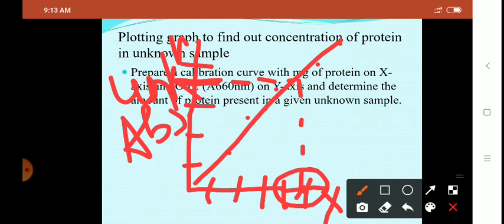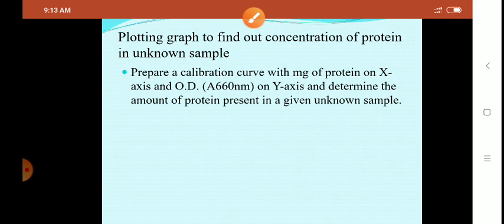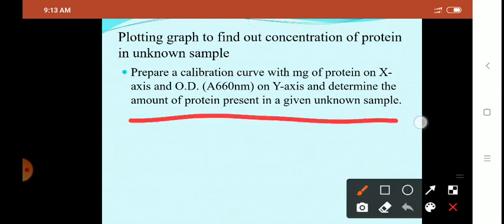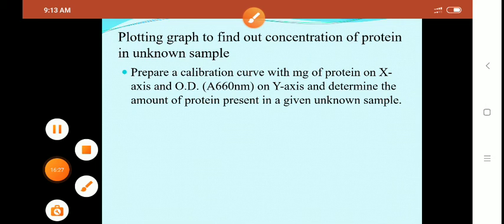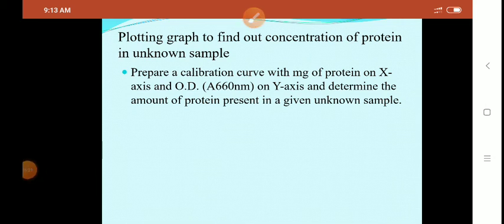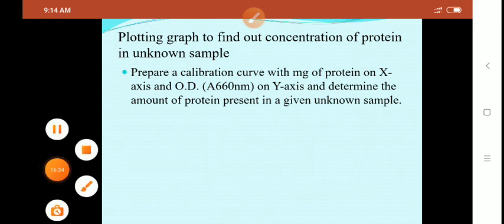So, you know the optical density or absorbance of the unknown sample, that you mark on the y-axis. Extrapolate the line up to the graph and drop a perpendicular line on the x-axis. The point where it meets the x-axis is the concentration of protein present in the unknown sample. This is how we find out graphically the amount of protein present in an unknown sample by the Folin-Lowry method. So that is all about the experiment, how to quantitatively estimate protein using the Folin-Lowry method.